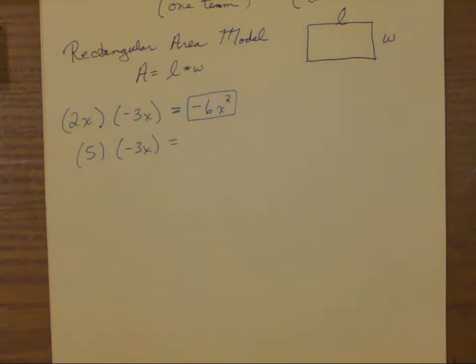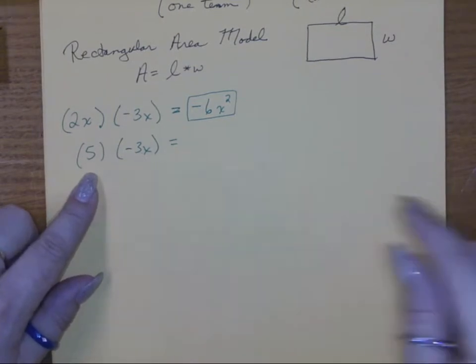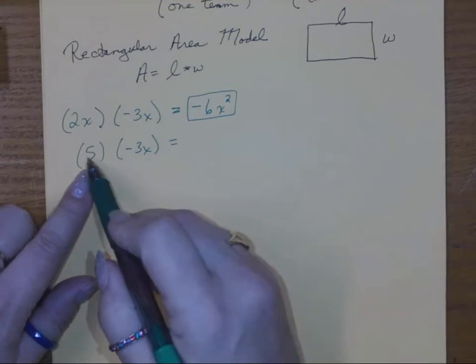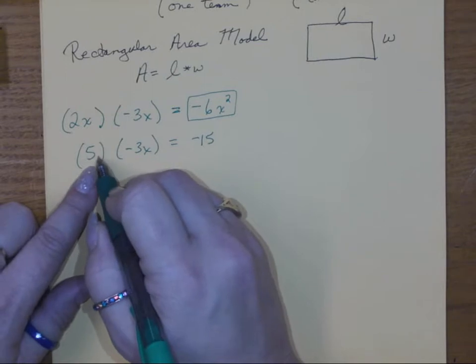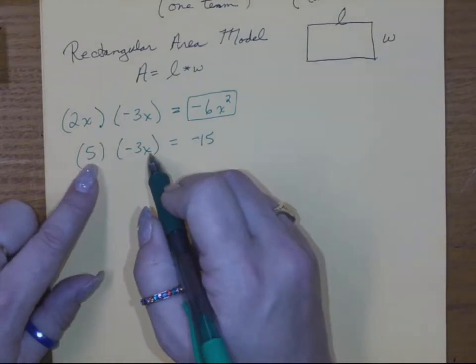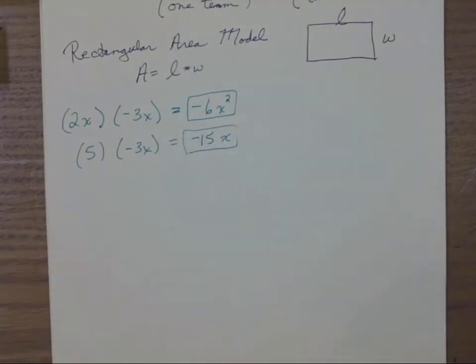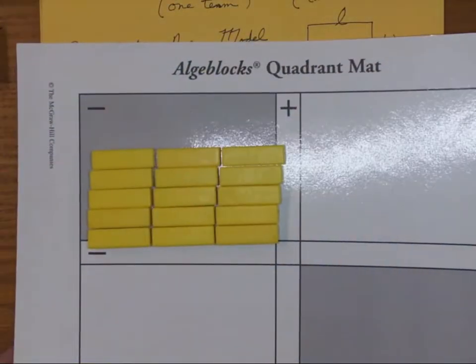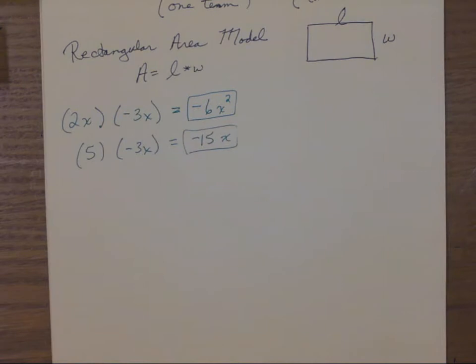Okay, so what should be happening here is the physical model that we're creating at this point should match up with the more abstract multiplication that we know we should be doing here, right? So we, as adults, again, know 5 times negative 3 is negative 15. There's nothing there as far as variables, so it's just the 5 times the negative 3x, right? So negative 15x. So hopefully that looks a heck of a lot like negative 15x, what I have here as my answer on the quadrant mat, right? Yes.